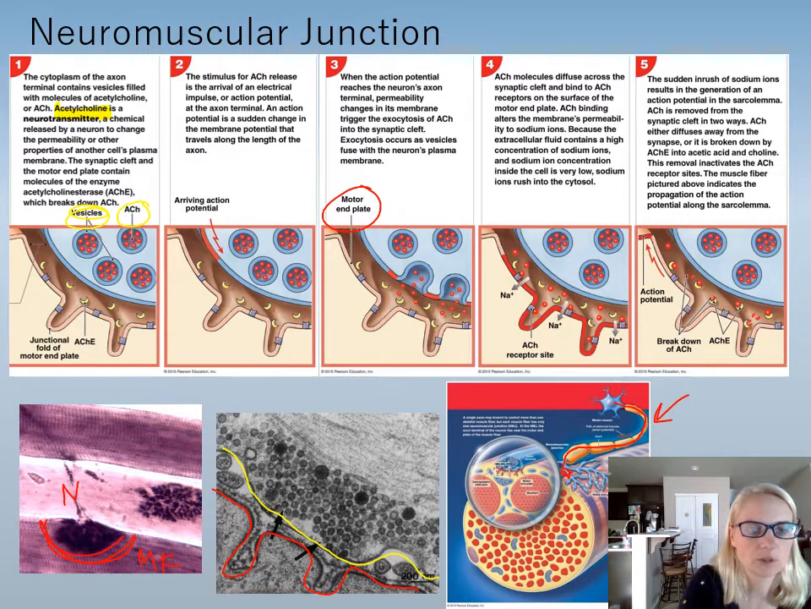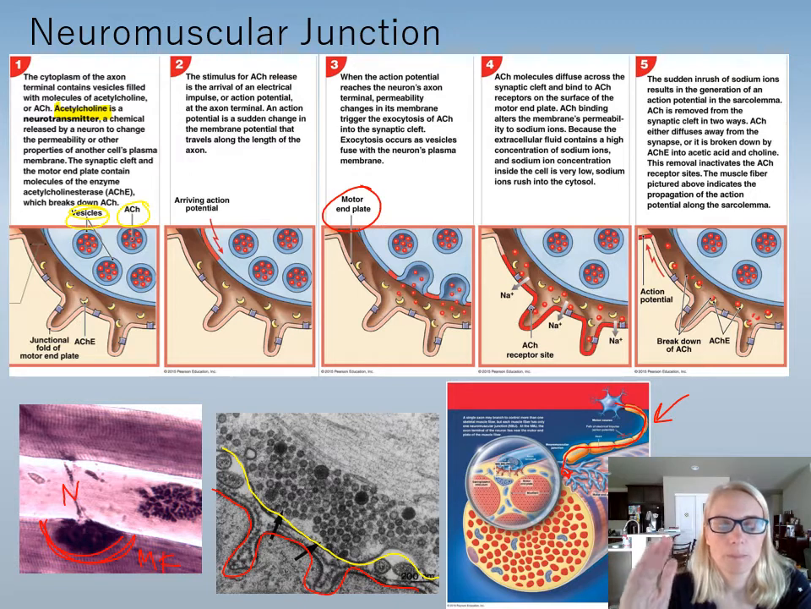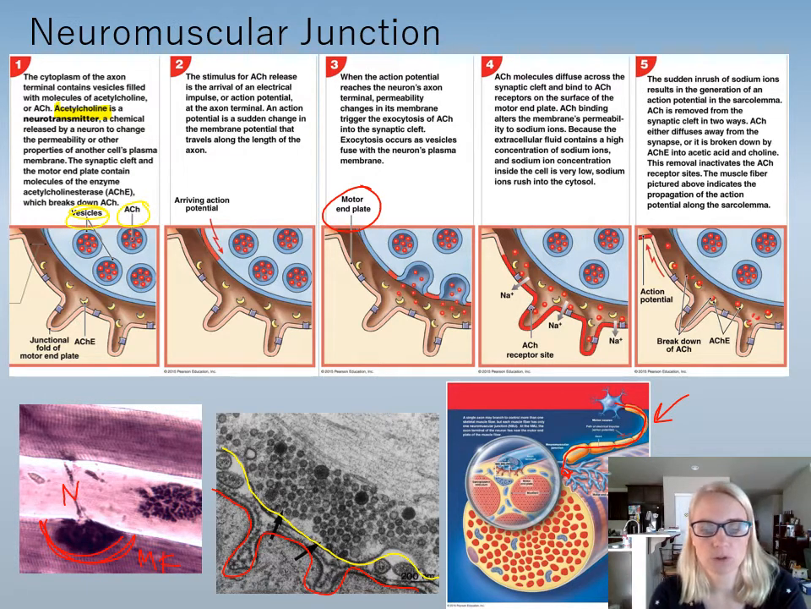Acetylcholine, ACh. We're going to talk about acetylcholine esterase in a little bit. So acetylcholine is the neurotransmitter sitting inside of these vesicles, hanging out at this very end part of the motor neuron. The synapse is the distance between the end of the motor neuron and this motor end plate, which is the folded little regions of the sarcolemma. All of this together is called the neuromuscular junction.